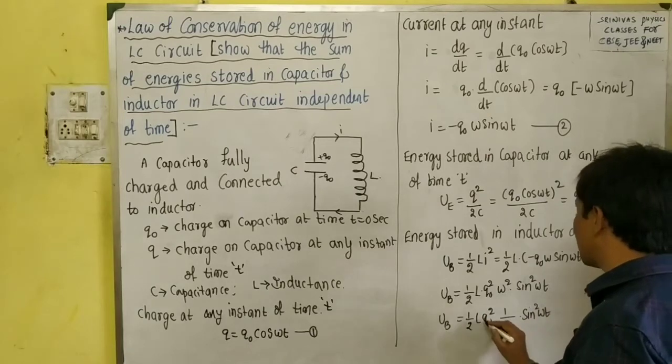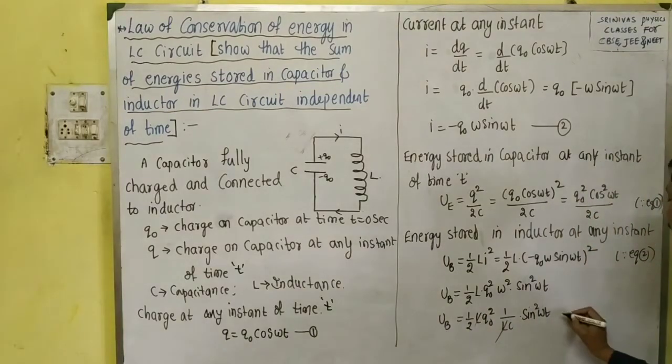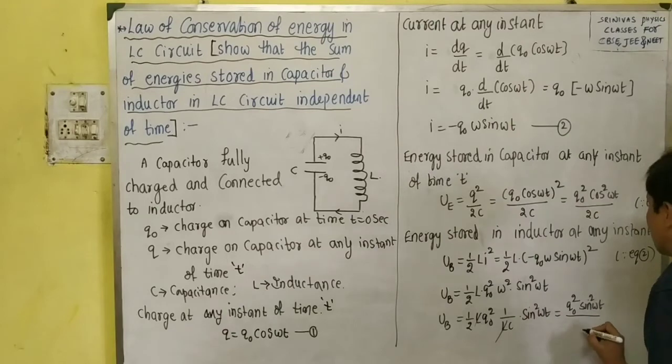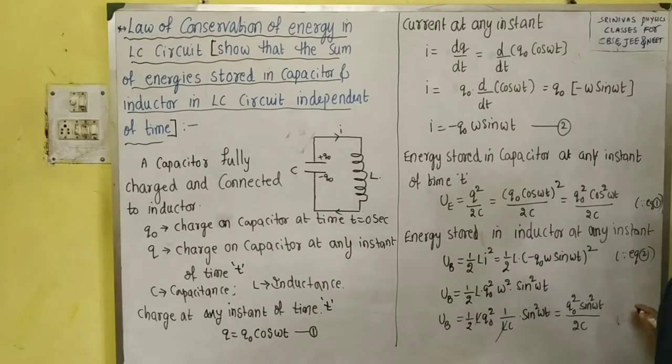The L will cancel and you will get Q naught square sin square omega t by 2C. We know this since omega is 1 by root LC. This we know already, right?